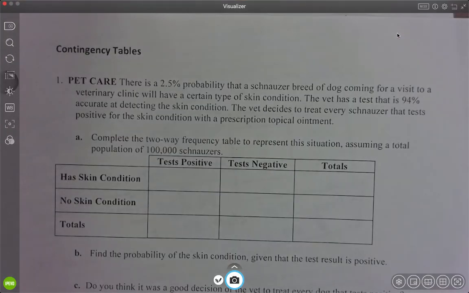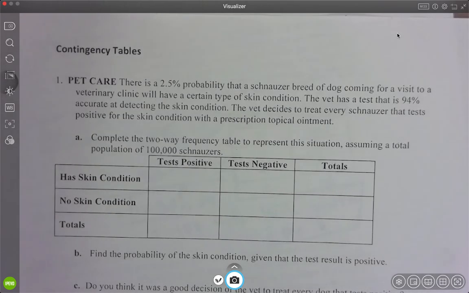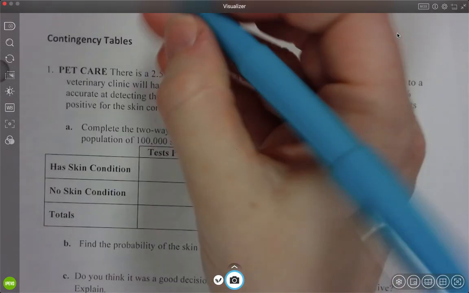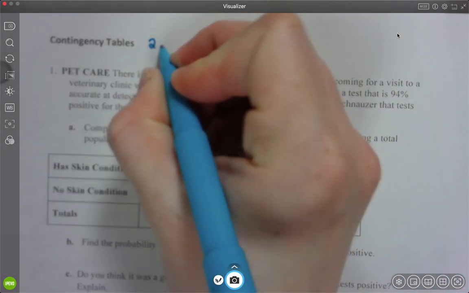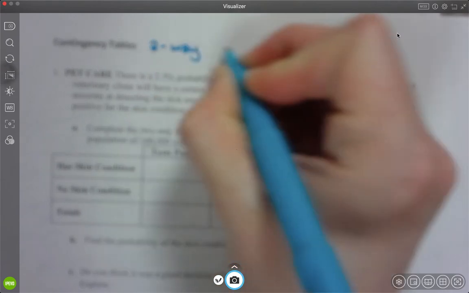Okay, Algebra, this section goes with section 8.7, contingency tables. These contingency tables, which I think is kind of a fun word, are also sometimes called two-way frequency tables.